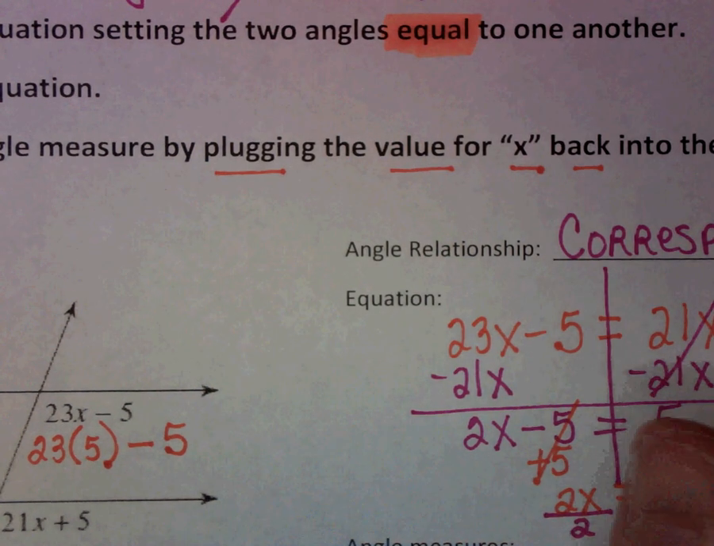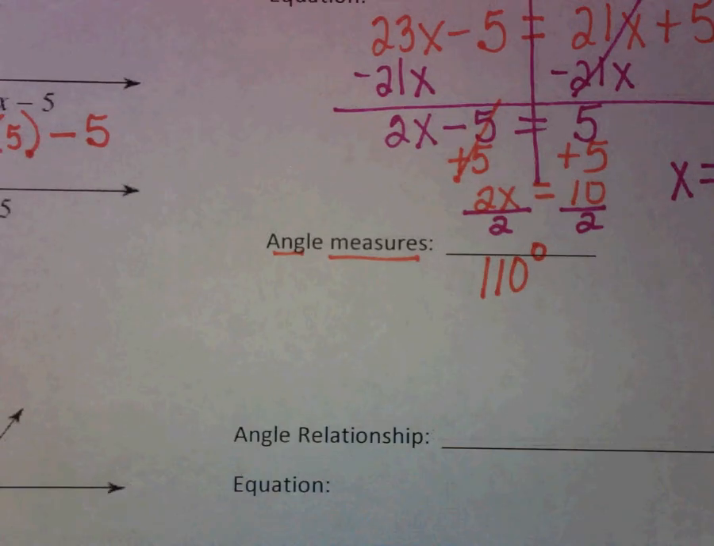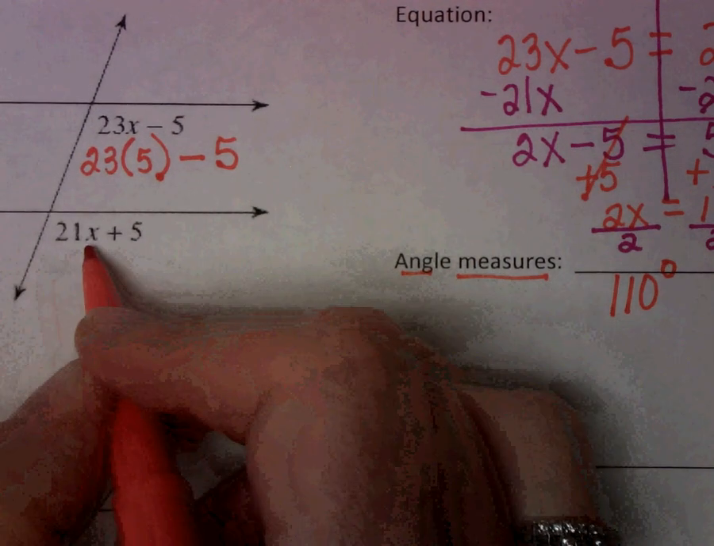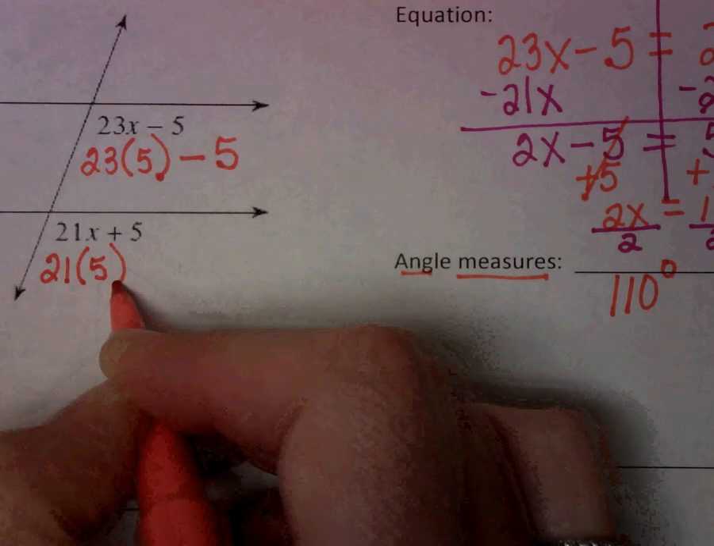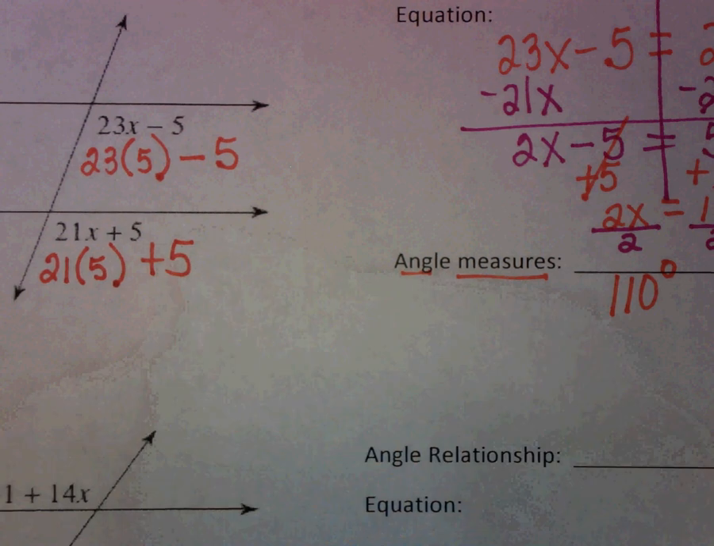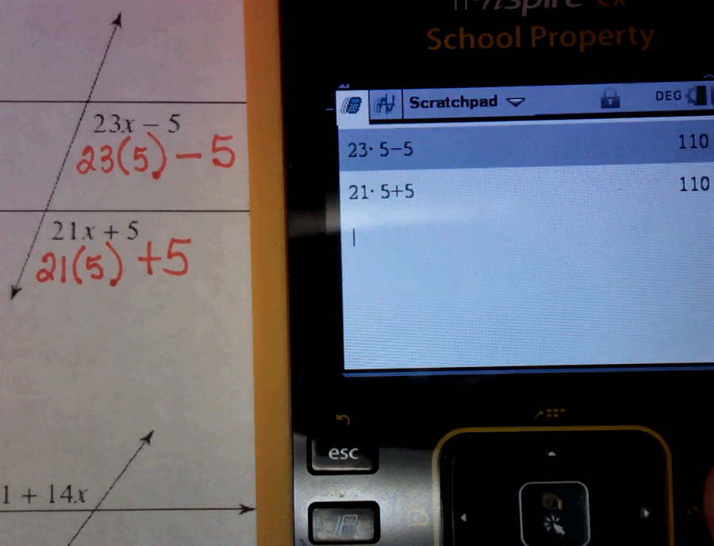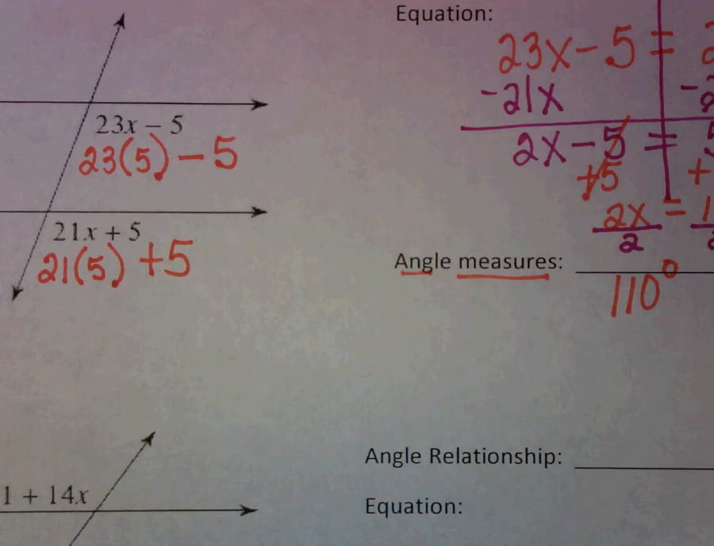So because these angles are congruent, they both should be 110 degrees. Let's just double check. If I plug in 5 right here, 21 times 5 plus 5, just double checking with my calculator, is also 110. Okay, so check, I'm done.